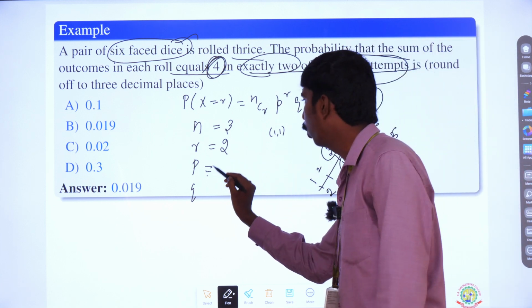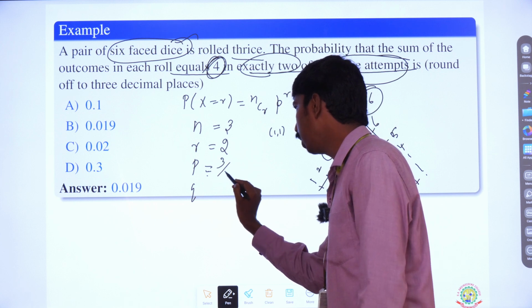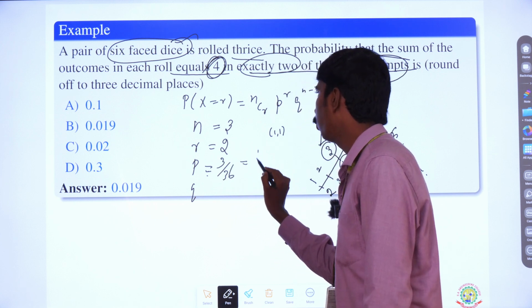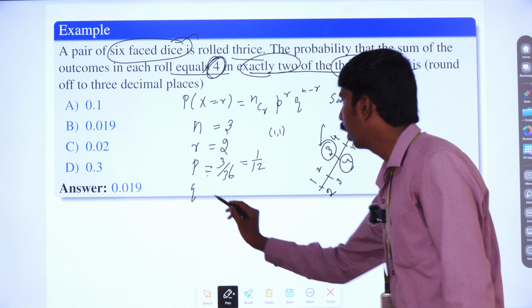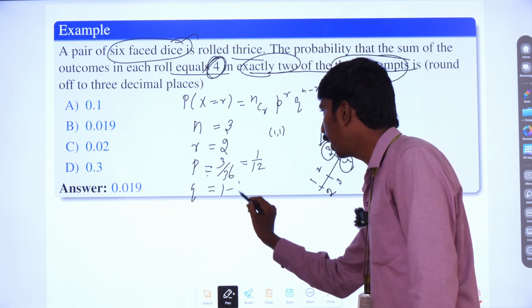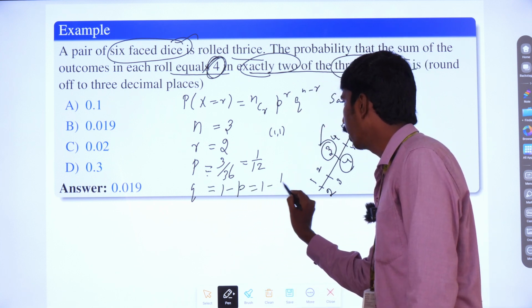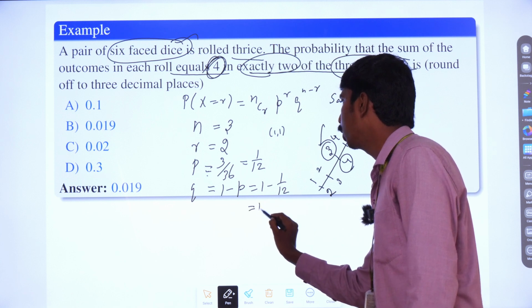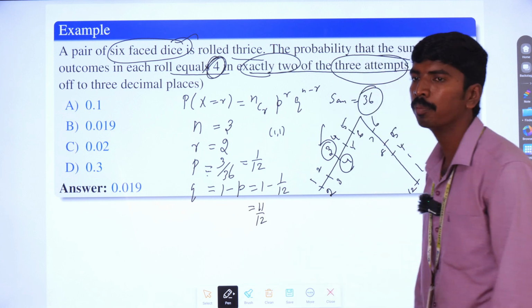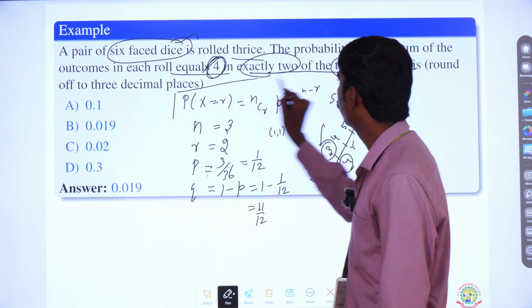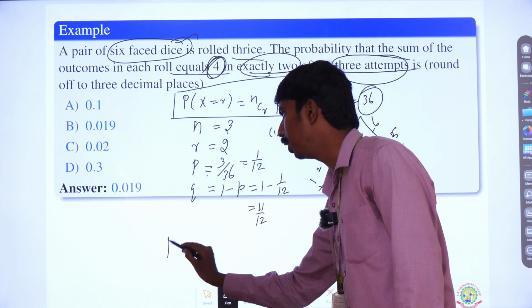Therefore P is 3 divided by 36, which is 1 divided by 12. And Q is 1 minus P, so 1 minus 1 by 12, which can be written as 11 divided by 12. So I found all the values needed to use the binomial theorem. Now I am going to simply substitute.